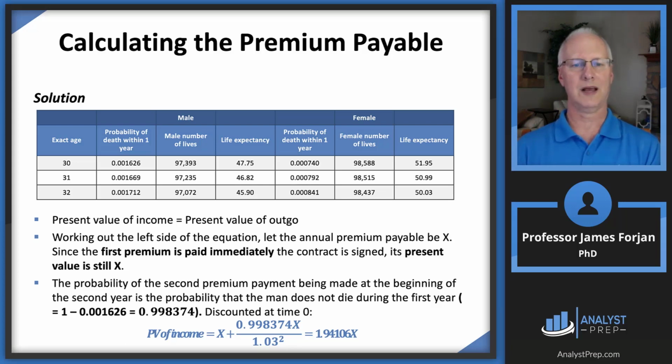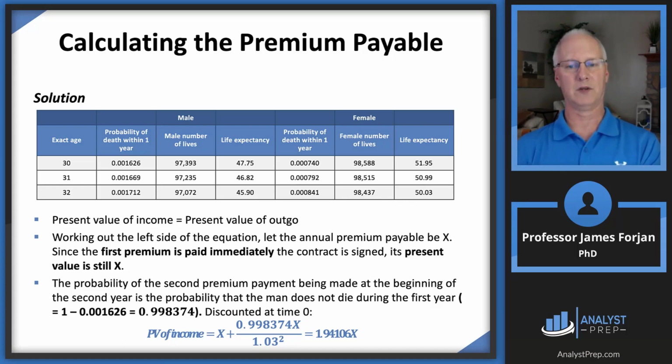So let's start with the left side of the equation, the present value of the income. Let's allow the variable X, uppercase X, to be the annual premium. We're going to pay that immediately, so the present value of that is X, right? Because we're paying it today. So that's X, plus we're going to pay something a year from now if we live that long, right? So how much are we going to pay during that second year?